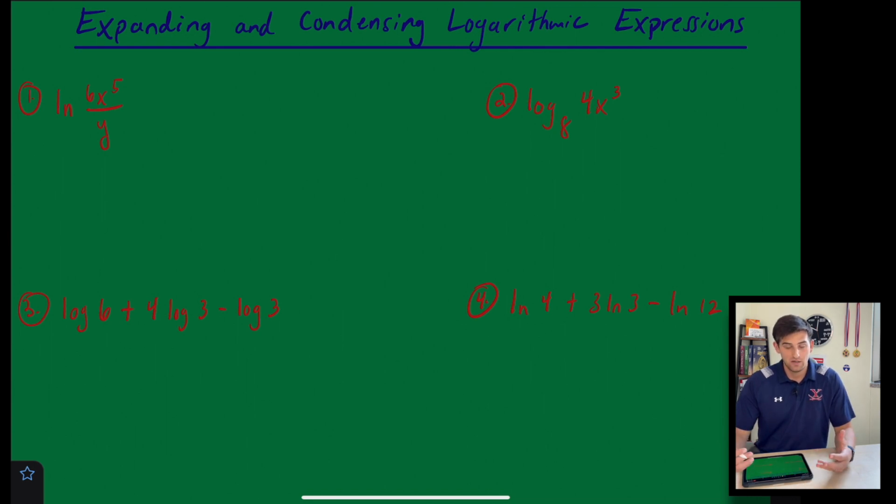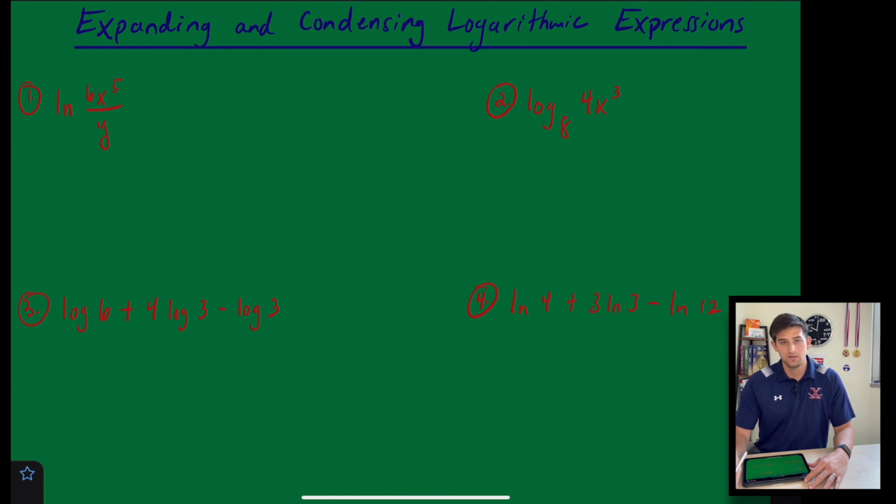So we can think about our properties of logarithms. We've done a previous video on that. I will link that in the cards right now to help us expand these logarithmic expressions, and also condense them in just a minute. So we see here ln of 6x to the 5th divided by y. So if we think about 6 times x to the 5th, we're multiplying there.